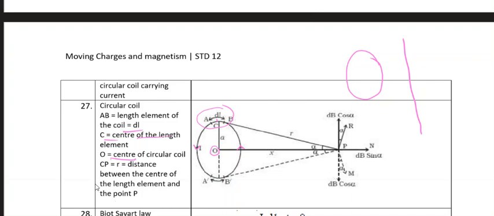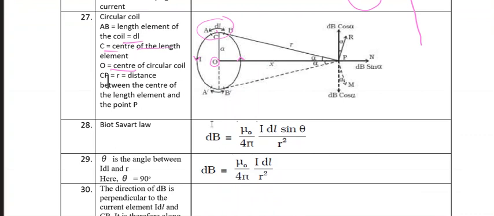Now let us apply the Biot-Savart law. Okay. Now listen here. The distance between O, the center of the circular coil, and the point P is x. According to Biot-Savart's law, dB is equal to mu 0 divided by 4 pi into I dL sin theta divided by r squared. What is I? Current strength in ampere, that is passed through the circular loop. dL, the smallest length element. Sin theta, the angle. Then r, the distance between the center of the element and P. Then according to Biot-Savart's law, this is the equation. Theta is the angle between I dL and r.